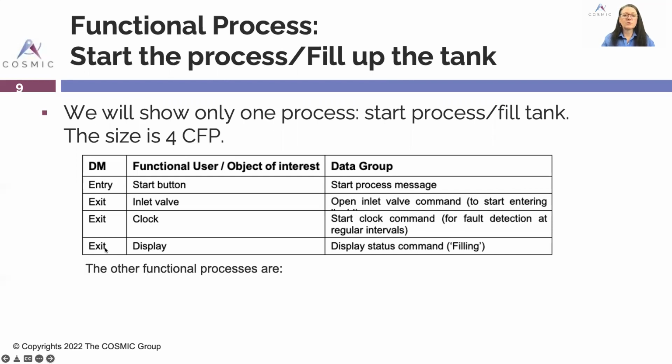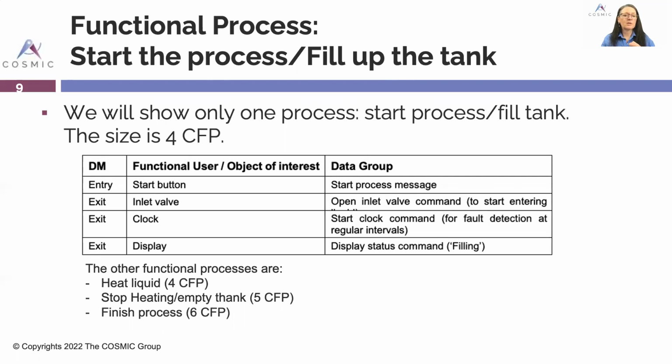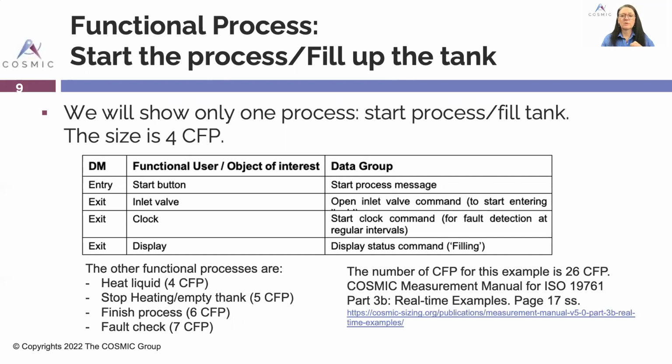Also, the other functional processes are heat the liquid, 4 cosmic function points, stop heating empty tank, 5 cosmic function points, finish the process, 6 cosmic function points, and fault check, 7 cosmic function points. So in total, this system or software is of 26 cosmic function points. And for further detail, please refer to part 3B of the real-time example, page 17 and over.